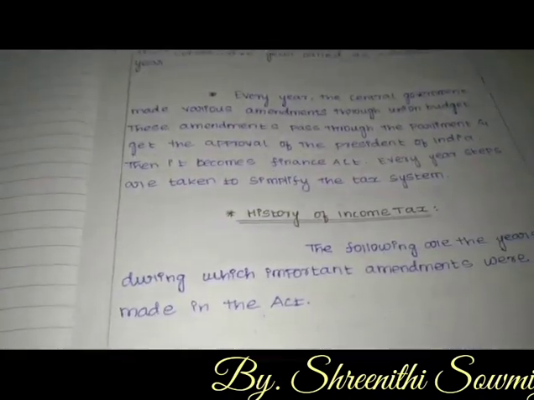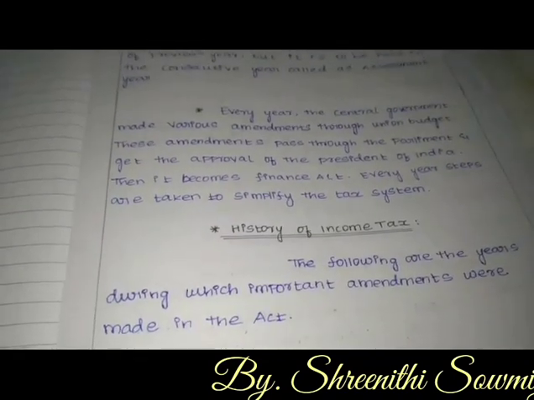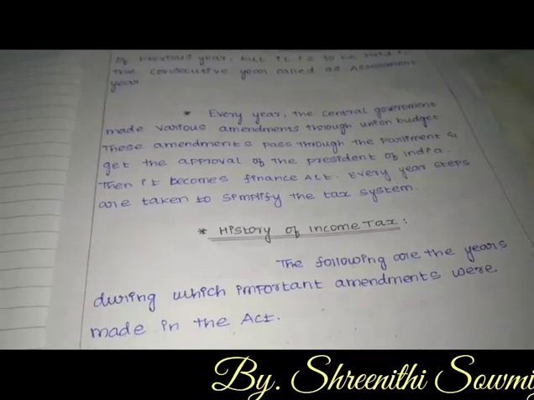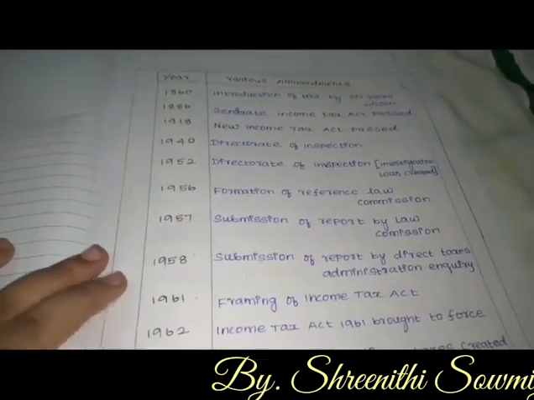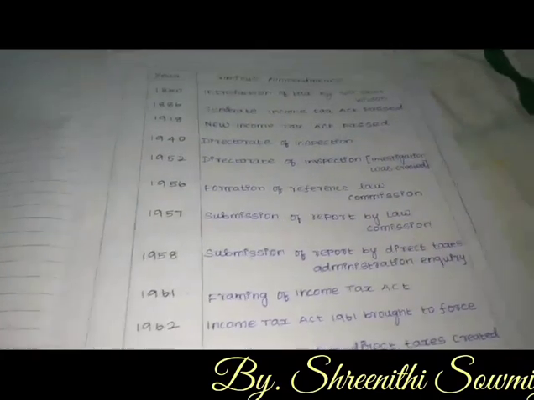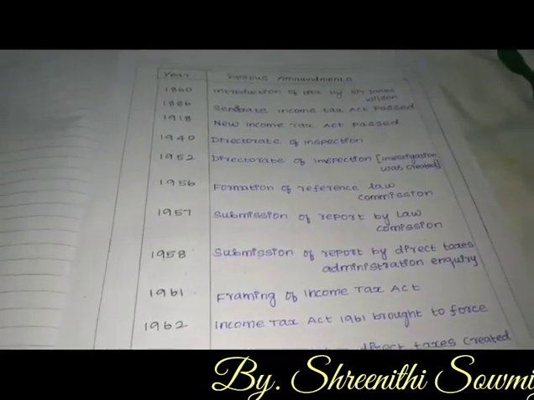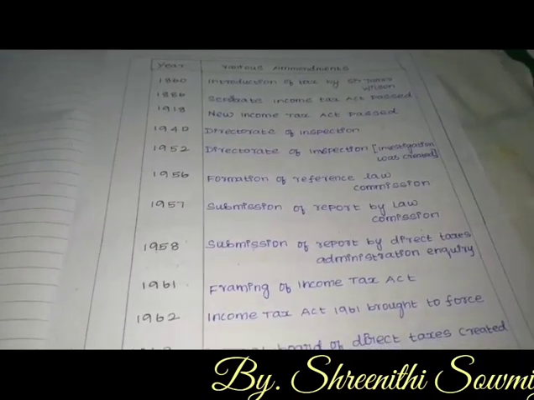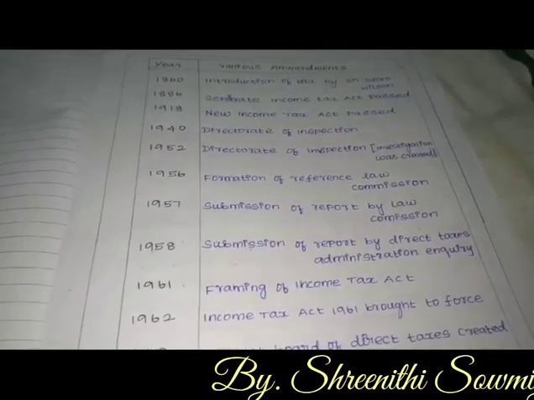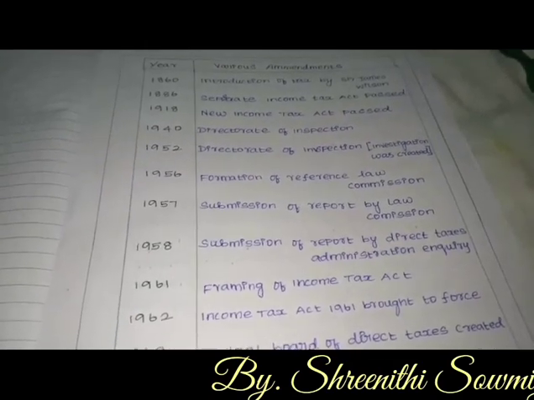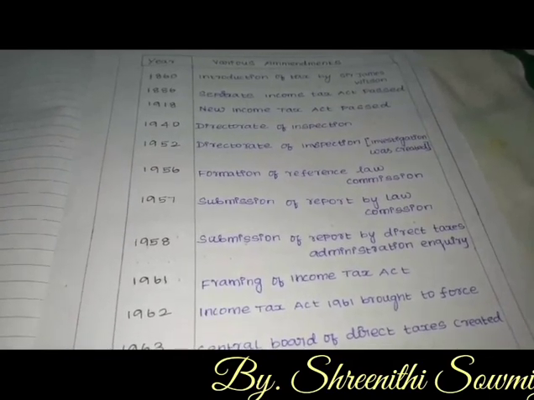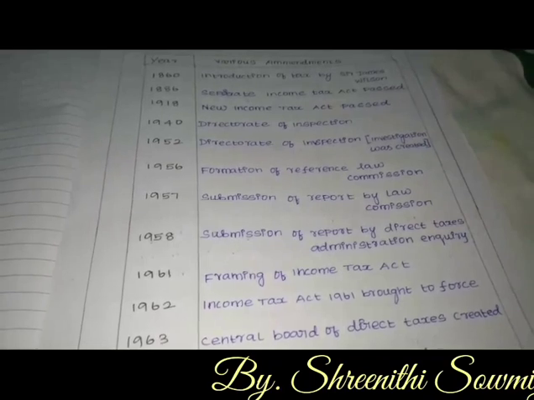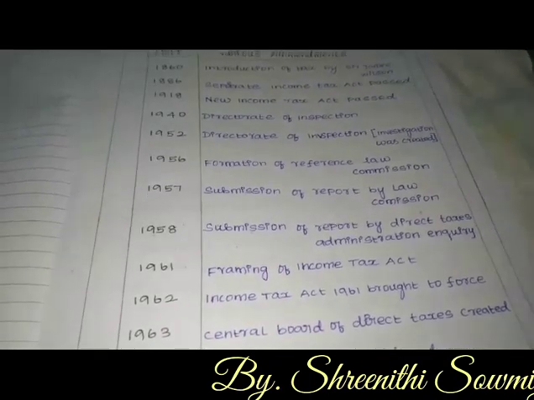Then we move to the history of income tax. The following are the years during which important amendments were made in the act. It starts in 1860, introduction of income tax by Sir James Wilson. 1886, separate income tax act passed. 1918, new income tax act passed. 1940, Directorate of Inspection. 1952, Directorate of Inspection (Investigation) was created.